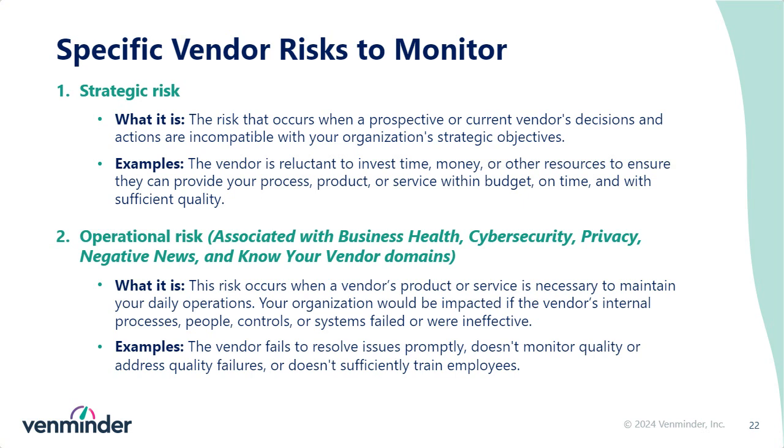Another risk is operational risk, and that is associated with business health, cybersecurity, privacy, negative news, and know your vendor domains. And this risk occurs when a vendor's product or service is necessary to maintain your daily operations. So you are dependent on this vendor and what they do for you to continue to provide your service. So your organization would definitely be impacted if the vendor's internal processes or people or controls or systems failed. An example here is the vendor fails to resolve issues promptly, doesn't monitor quality or address quality failures, or doesn't sufficiently train employees.